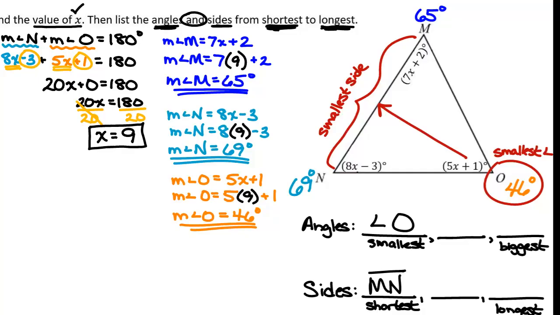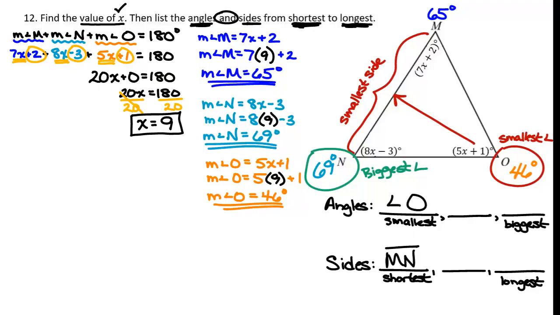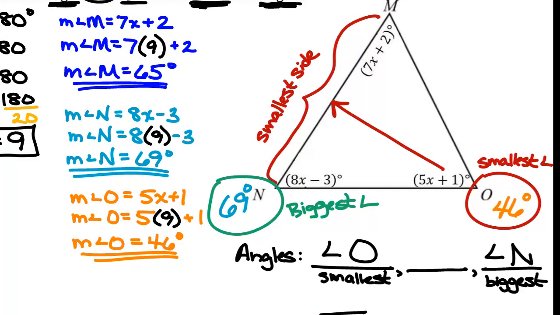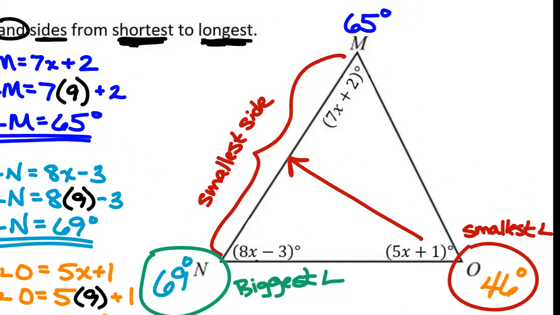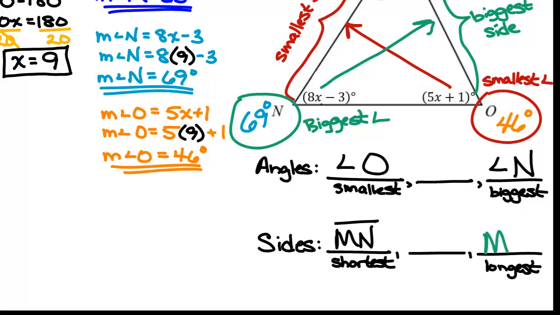All right, then we want the biggest. What is the biggest angle? Angle N. So we're going to put angle N on the line. Angle N. So if angle N is the biggest angle, what is the longest side? MO. Directly across from this, right here, would be the biggest side. So MO goes over here.